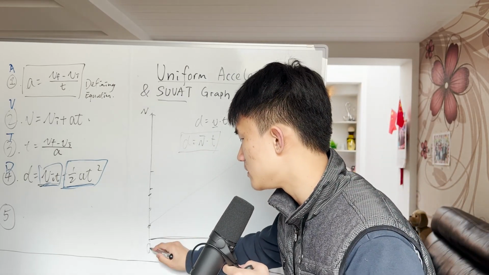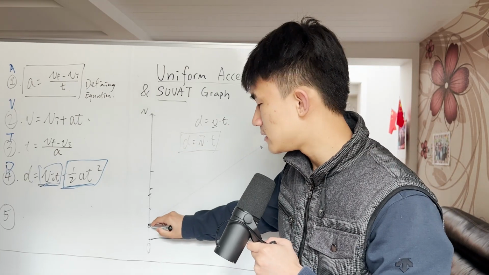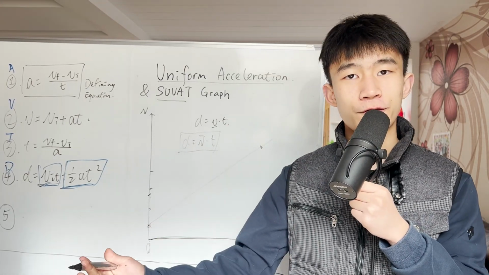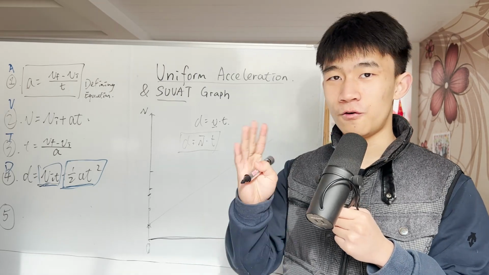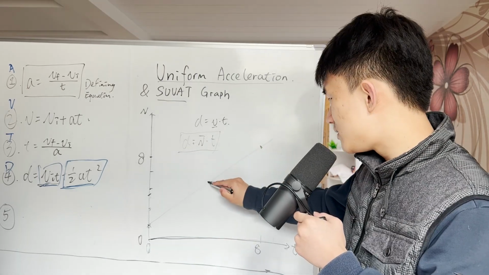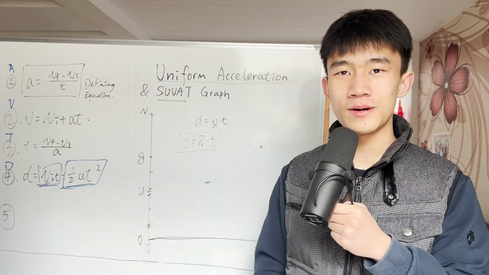Say I want to calculate between 0 and 8 seconds. Well, this is the final velocity. This is the initial velocity. What's my average velocity during this period? Well, intuitively, it's just 4 meters per second. It should be the midpoint, right? So this is 0, this is 8, it should be 4 meters per second.